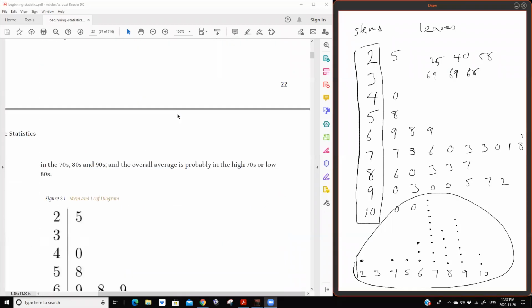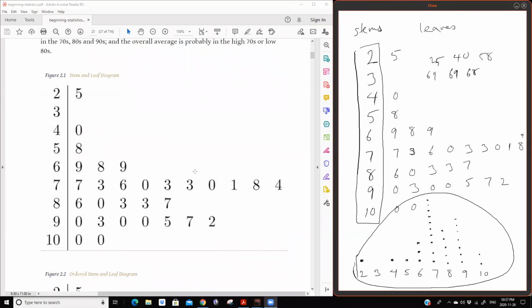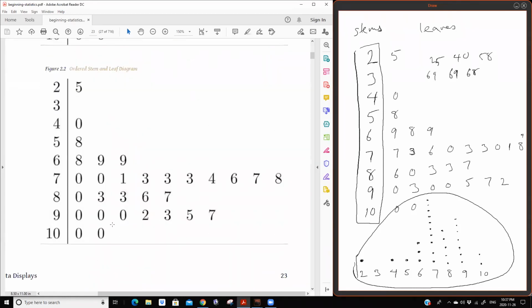I'm going to show you the stem and leaf. This is the stem and leaf that is similar to the one that I created. Now if you order that, for example, here you can change the order into 8, 9, 9. Or here you can change the order into 0, 0, 0, then 2, then 3, then 5, then 7. If you do that, you have something called an ordered stem and leaf diagram. And if you replace every number with just a dot, you're going to have something called a dot plot.